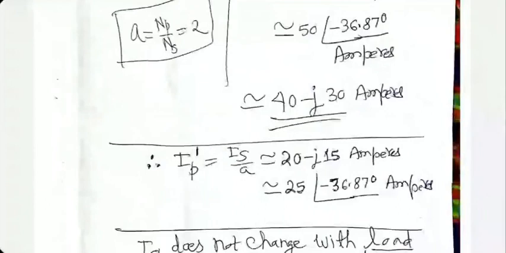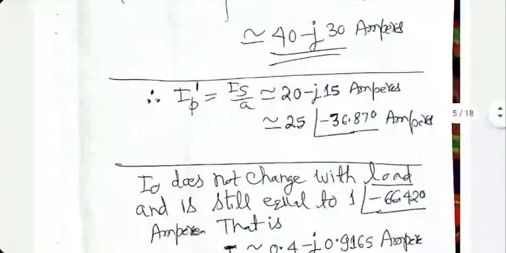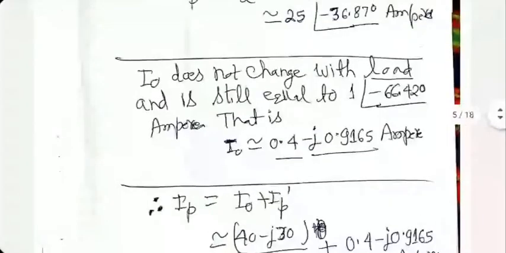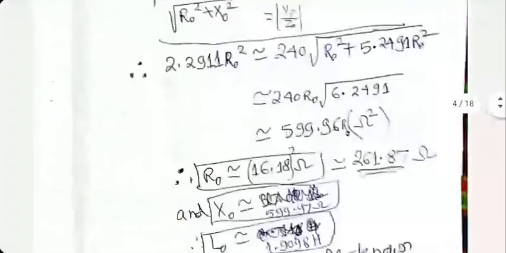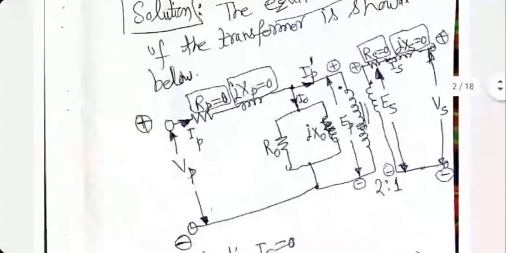Now the total current drawn by the primary would be the summation of I0 and IP prime. I0 will not change because the core doesn't change its loading with changes in the secondary current. So we would assume the same I0 in the second case also.